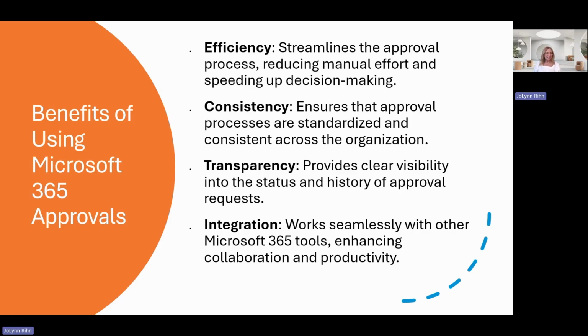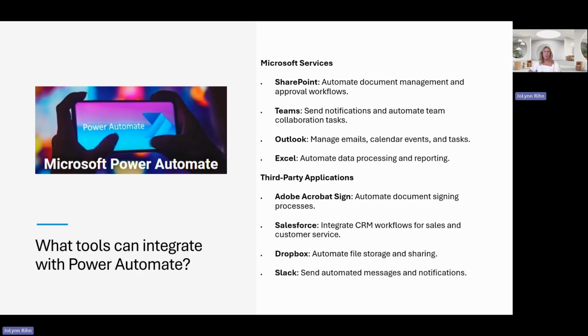The consistency of how the items are being tracked and where they're being saved, where they're being utilized through, all of that can stay consistent. Plus, we have that transparency of seeing what the status of things are and the history of approvals that we've had in the past. So what tools integrate with Power Automate for these types of processes?